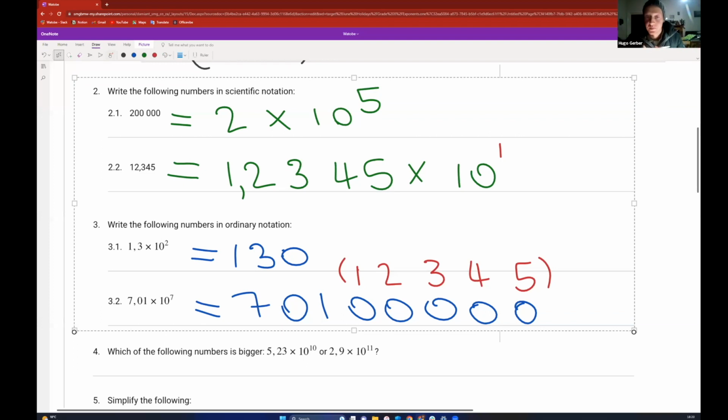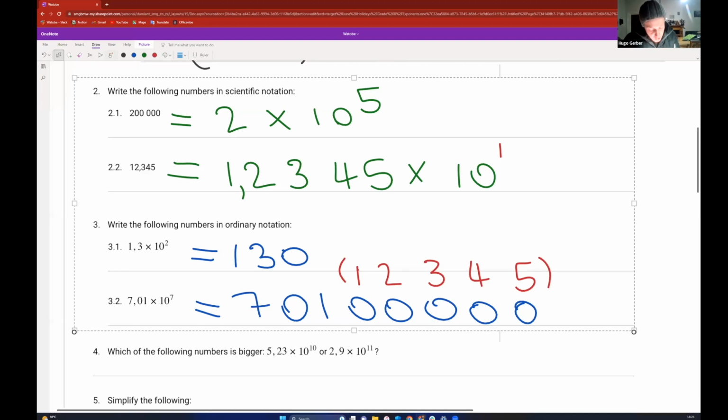So, sir, 2.1, I found another way of doing it. Okay, talk to me. So I said 20 to the power of 2. Oh, okay, I get you. Well done. But that is not scientific notation. Okay, so that's just a different way of writing. Well done for discovering a different way of writing. That's what you did there. But it's not scientific notation.